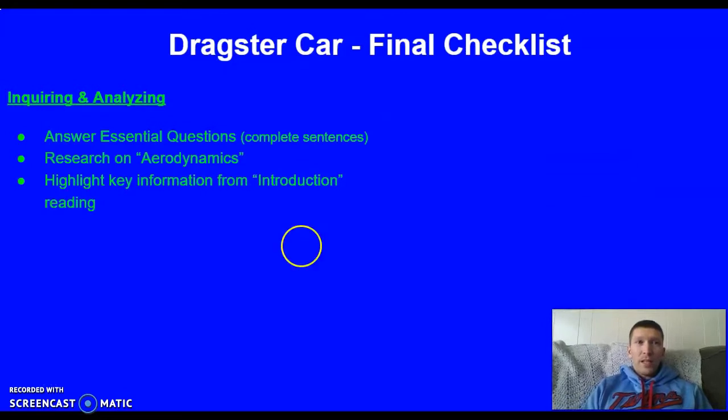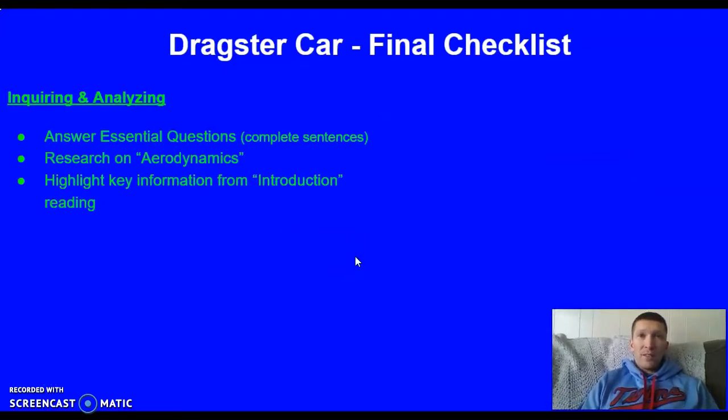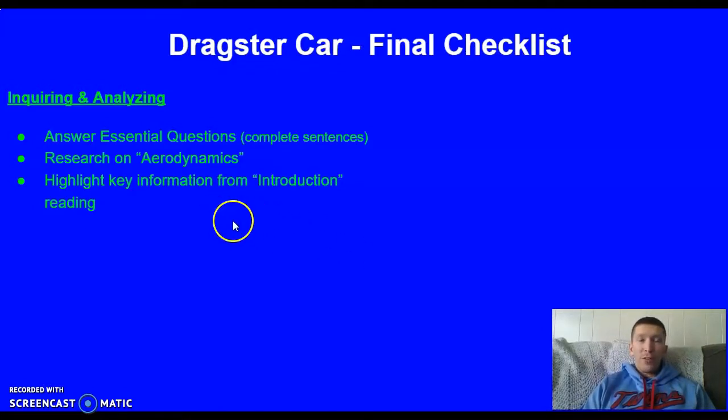So the first one is inquiring and analyzing, which is the first step in the design cycle. And you can see how you're being graded for that one. It's going to be answering essential questions, research on aerodynamics, and highlighting key information from the introduction reading. So I just want to go through those 3 things and show you in your design notebook where those are.